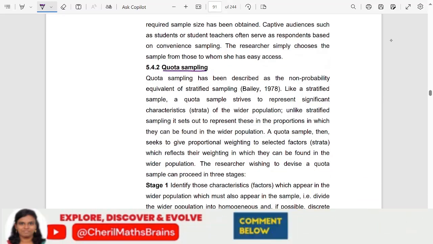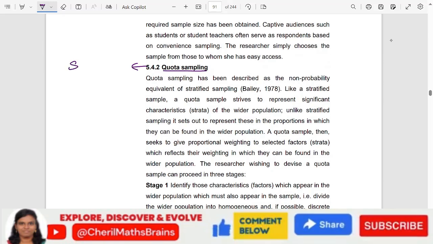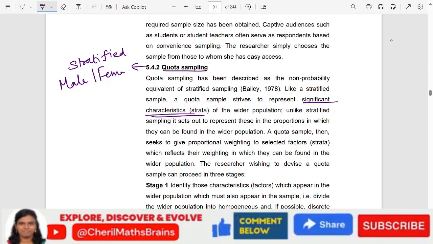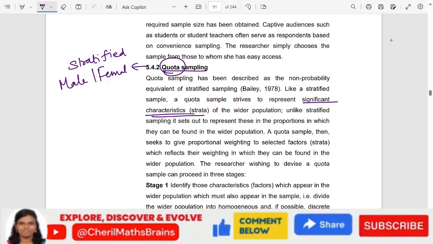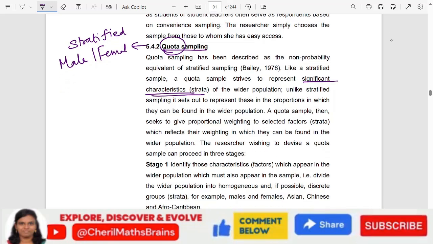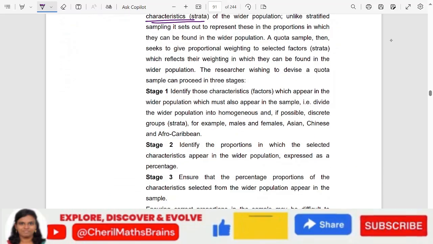The next one is quota sampling. Quota sampling is something which is similar to stratified sampling. So again, significant characteristics I need to check. Even if I'm going for convenience, if I have to check for male and female, I have to check for male and female. So at that point I have to use this kind of quota sampling. So that is quota sampling. So here again you have 3 stages. There are 3 stages for quota sampling.